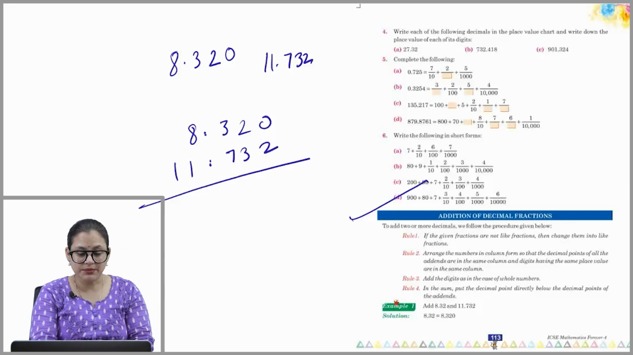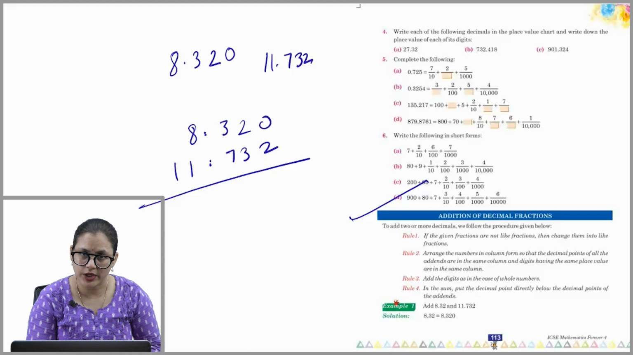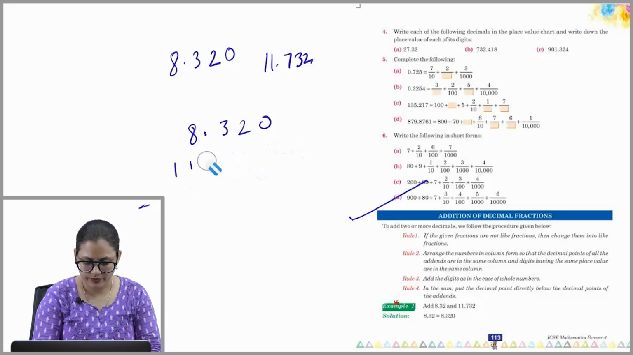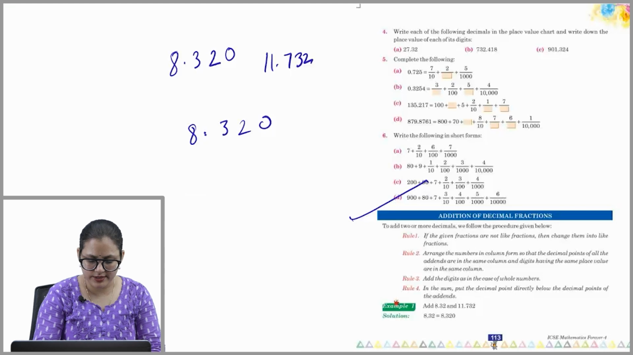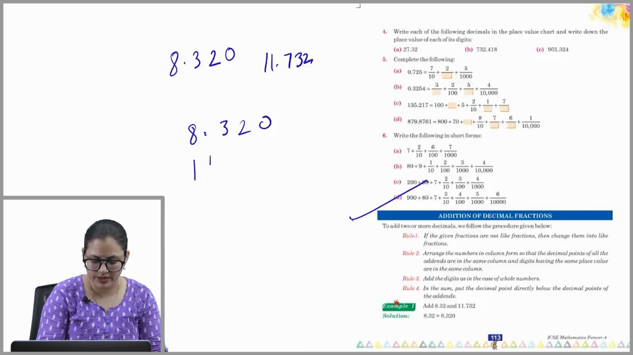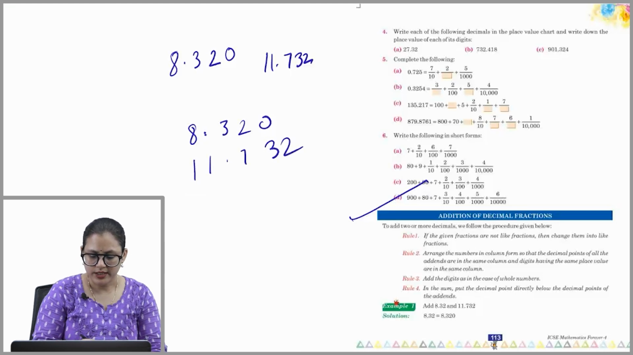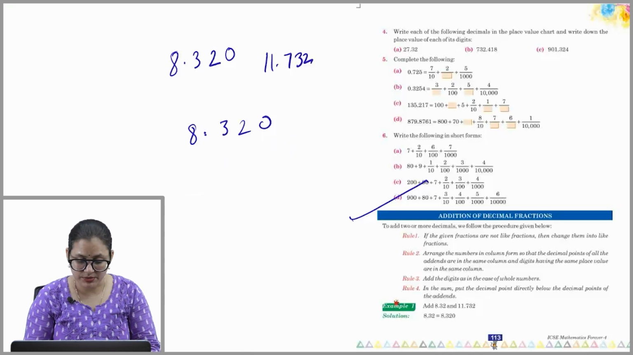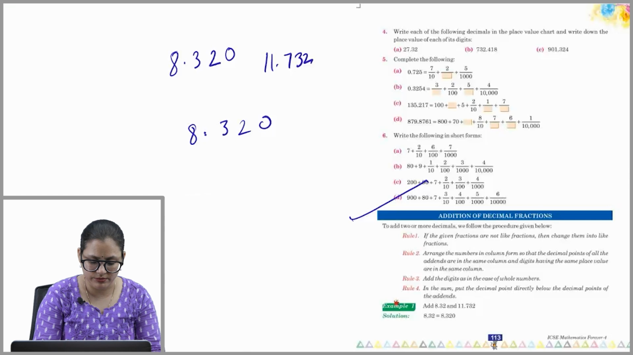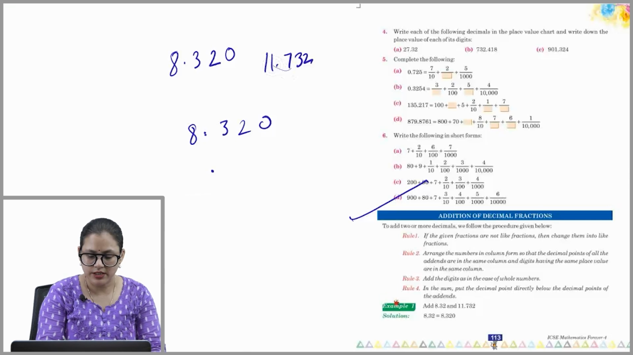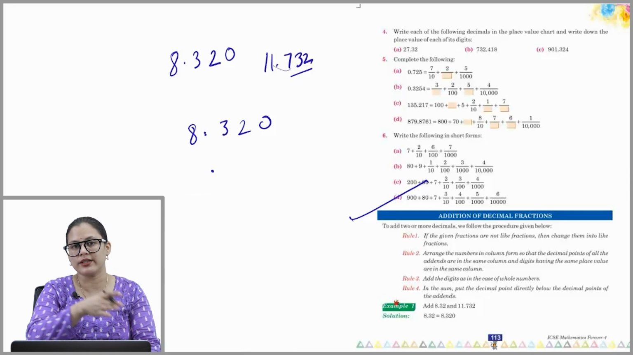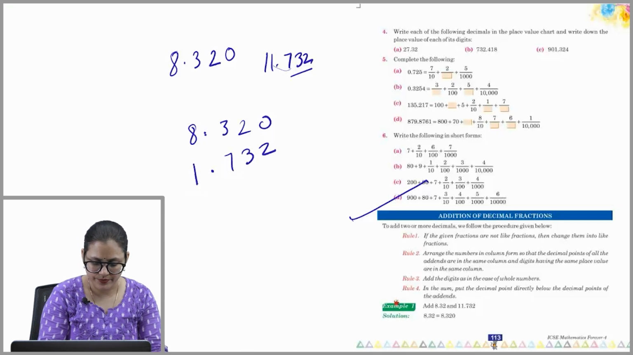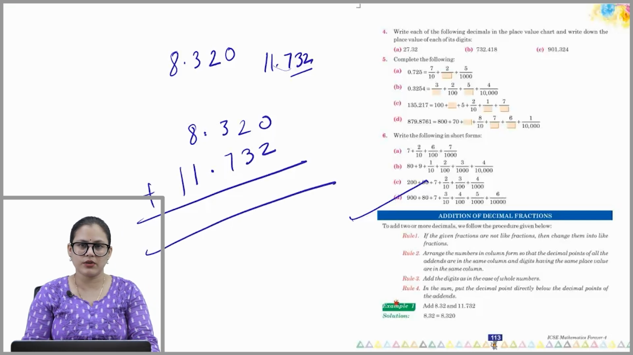Remember students, decimal should be under decimal. Okay. If you write this number as 111.732, this is totally incorrect. Okay. Always remember, decimal should be under decimal. So first you will put the decimal here, then write the digits which are at the right side of the decimal, 732. Then left side. Okay, now add as we add ordinary numbers.